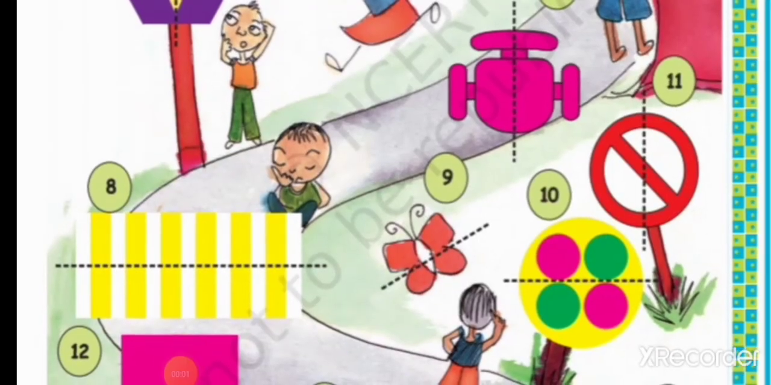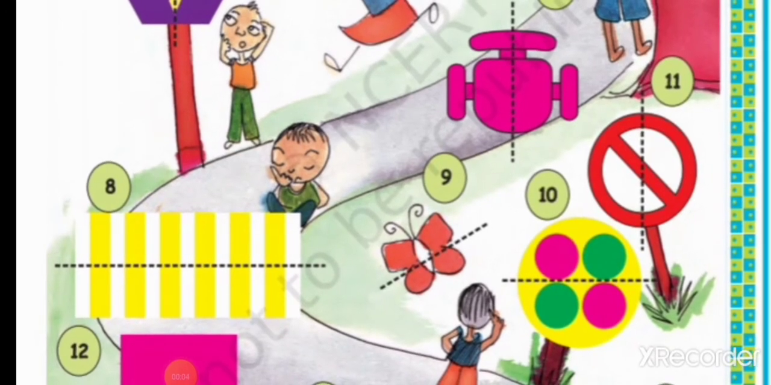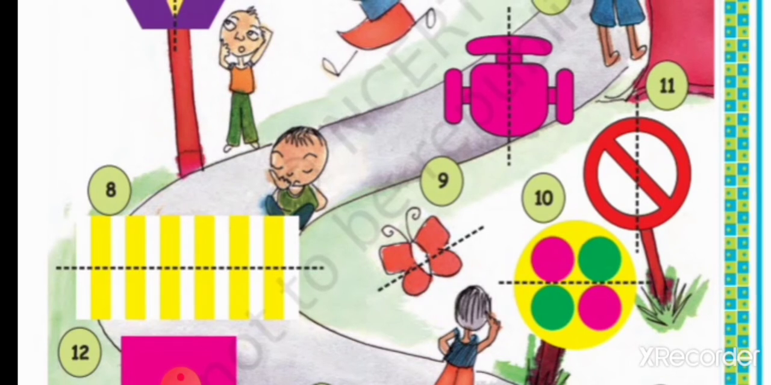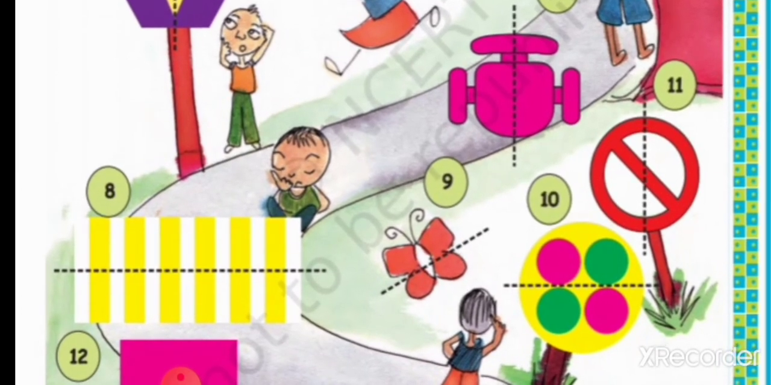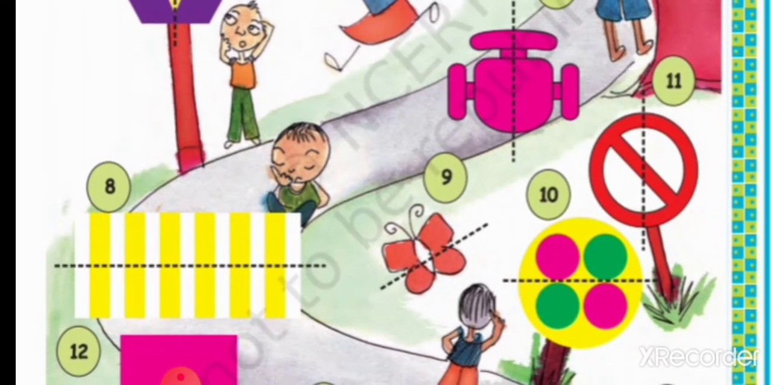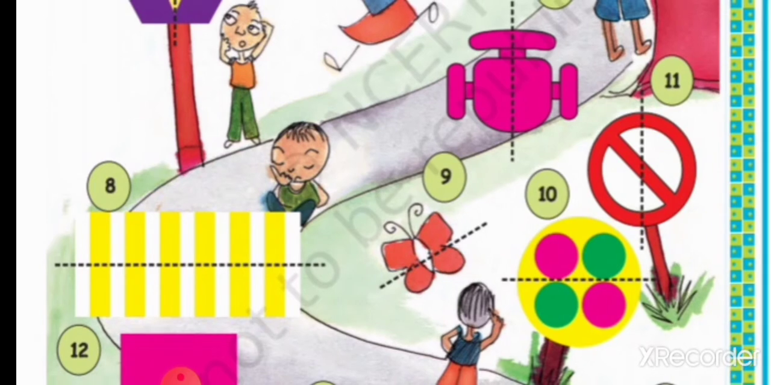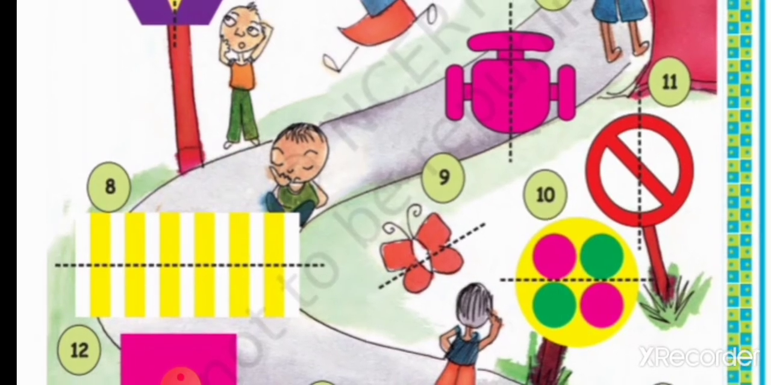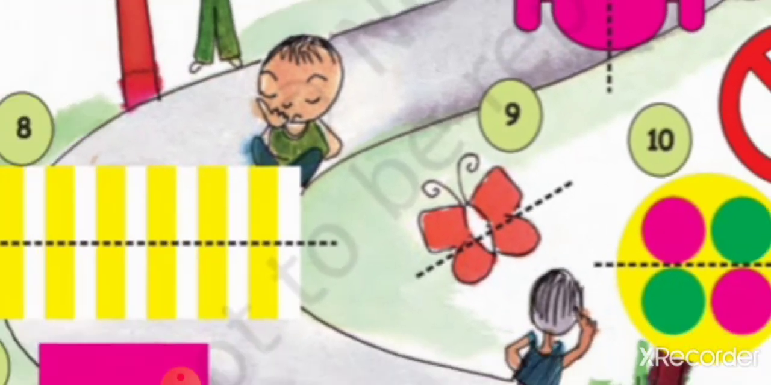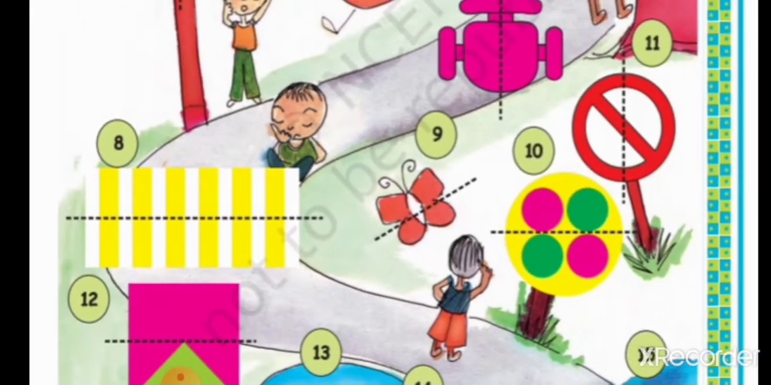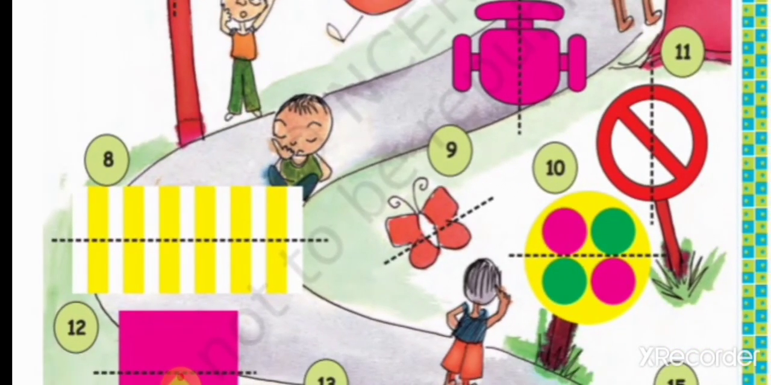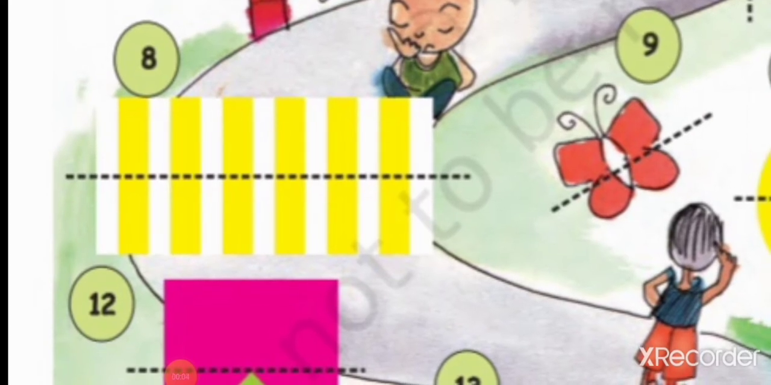Friends, next, symmetric. What do you mean by symmetric? Symmetric is something where one side is a mirror image or reflection of the other. Or another definition, objects are the same on both sides of a line, usually in the middle, like this. Symmetric means, students, the image is divided equally by a line.